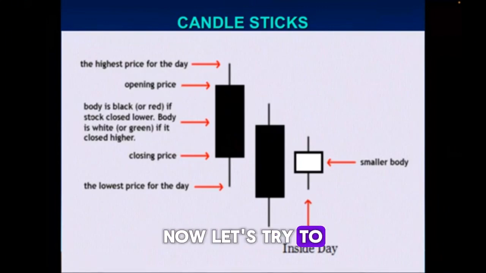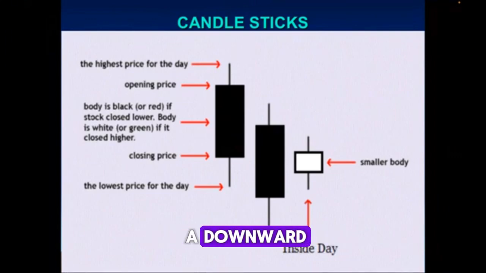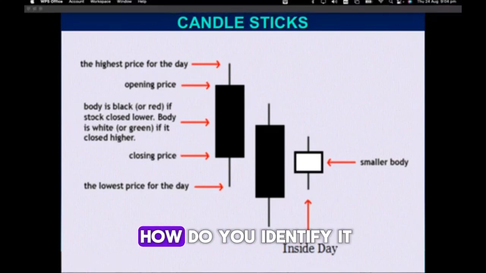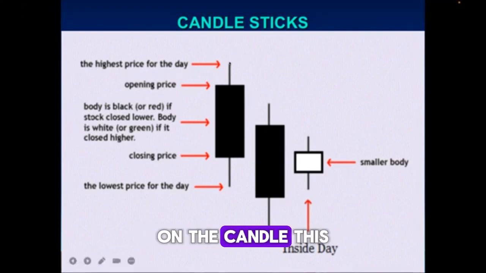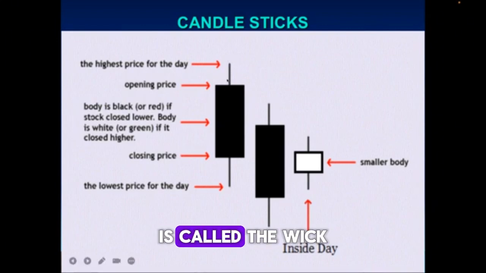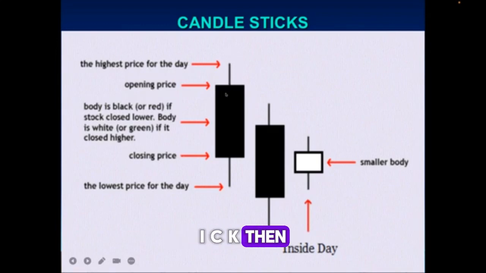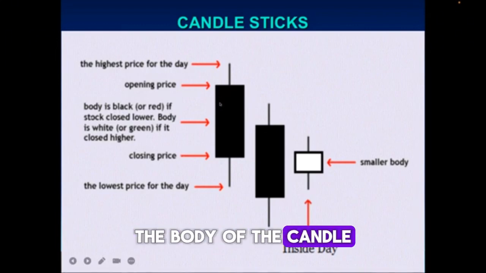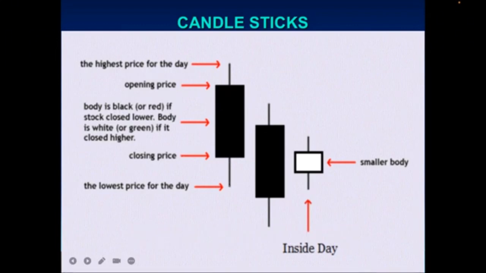Now, let's try to analyze each candle. When it is a downward, a bearish candle, that means the price went down. How do you identify it on the candle? This small line here on top of the candle is called the wick of the candle. This is the wick, W-I-C-K. Then you call this one the body of the candle. And then you see another wick here.